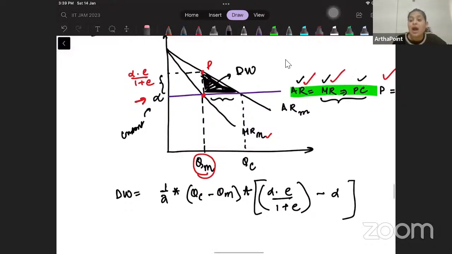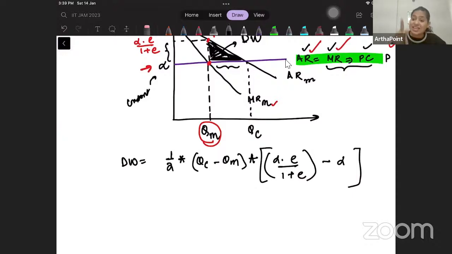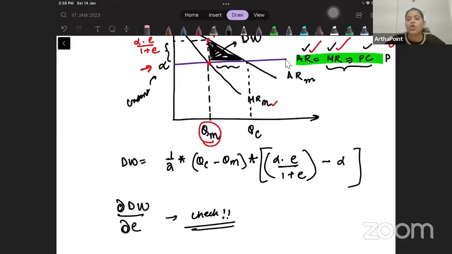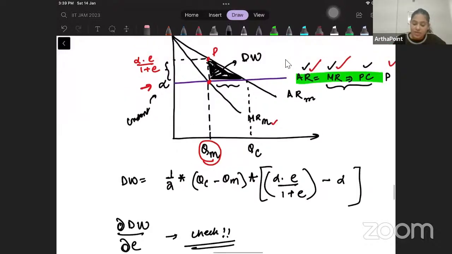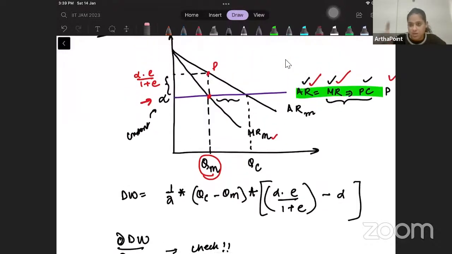Suppose they ask you in the exam how deadweight loss changes as elasticity changes. That means you must differentiate this with respect to E and check. All concepts can come in. So we understand that this consumer surplus is much more for a perfectly competitive firm. And this is true because the perfectly competitive firm is selling at marginal cost. It's not making any profit, so it is selling to more people at a lower price. Therefore, it is making consumers happy.